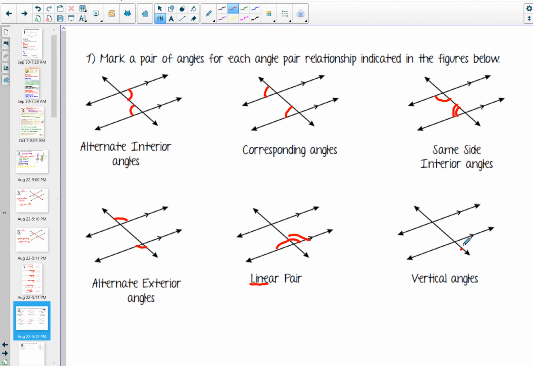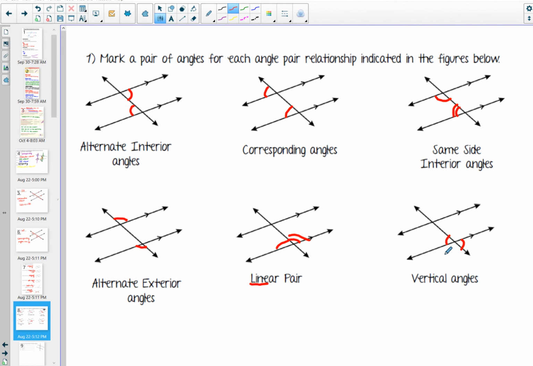Vertical angles, remember they share a vertex, and they are across from each other. So notice that alternate interior angles, we had to have parallel lines. Corresponding angles, had to have parallel lines. Same side interior, alternate exterior, have to have parallel lines. We don't have to have parallel lines to have a linear pair. We don't have to have parallel lines to have vertical angles. Actually, we can't have parallel lines to have vertical angles or linear pairs, because it's just dealing with the one line.